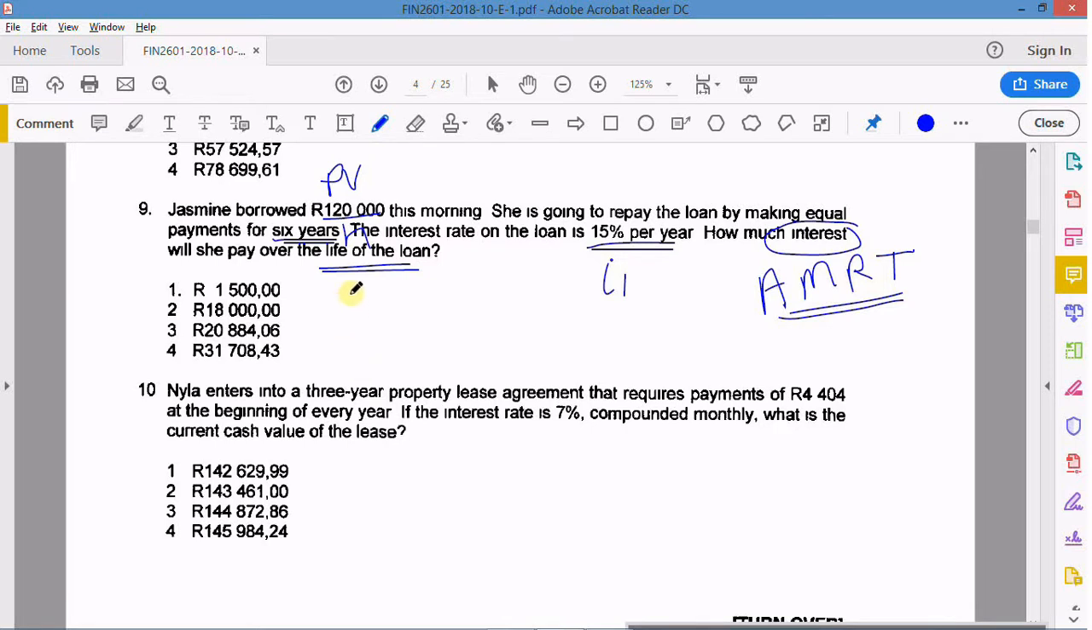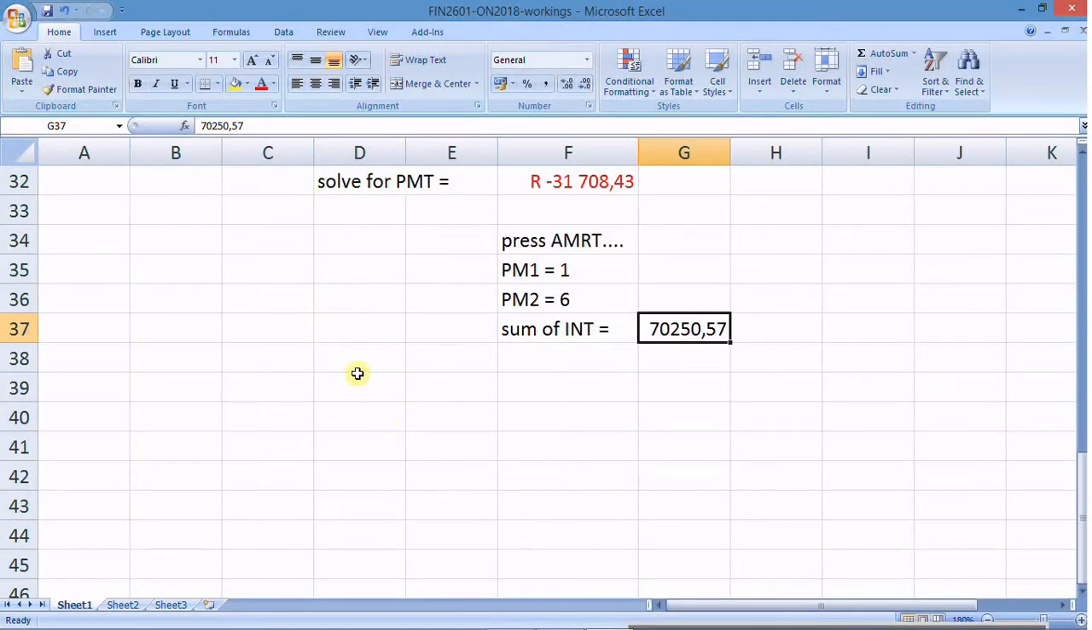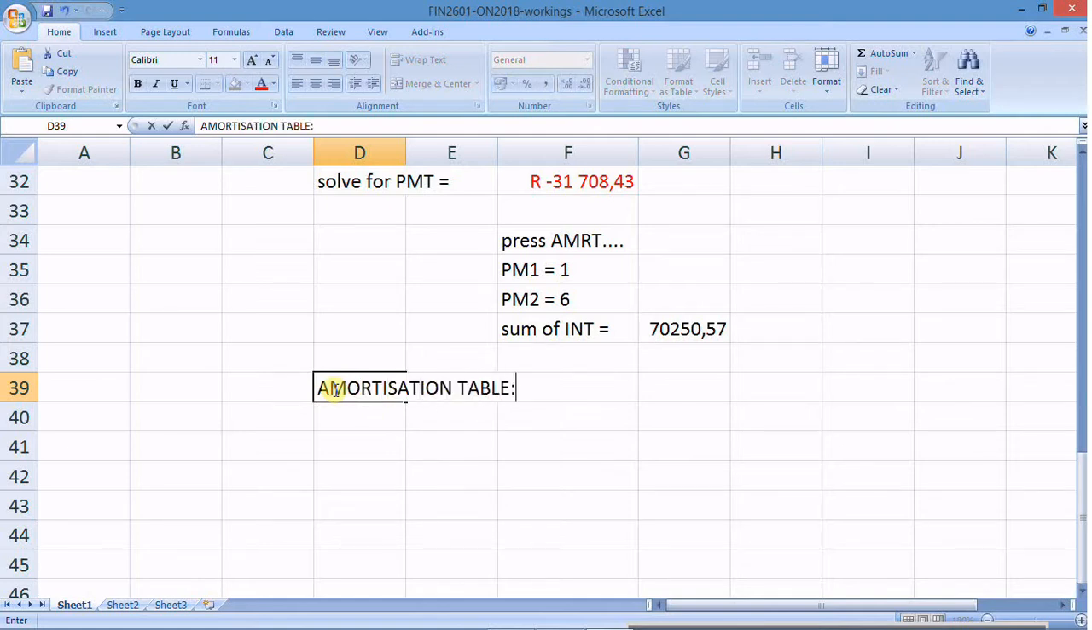Is that there? No. She borrowed that this morning. She's going to repay the loan by making equal payments for 6 years. The interest rate on the loan is 15. How much interest will she pay over the life of the loan? Yeah, that's the sum of interest. Okay, let's do it the long way. If I create the amortization table, then we can check if the memo is right or wrong.